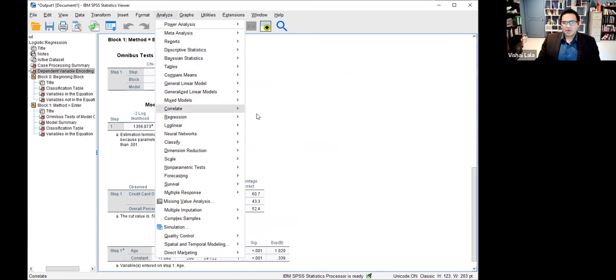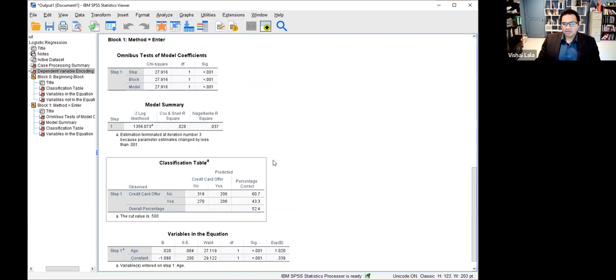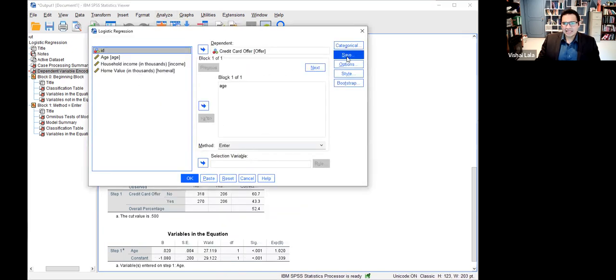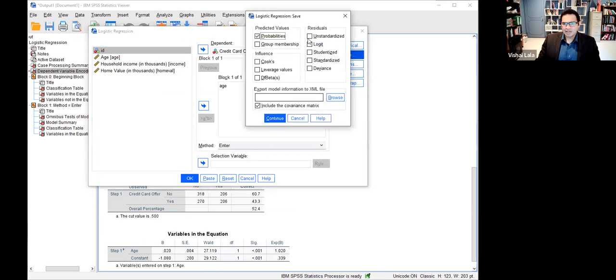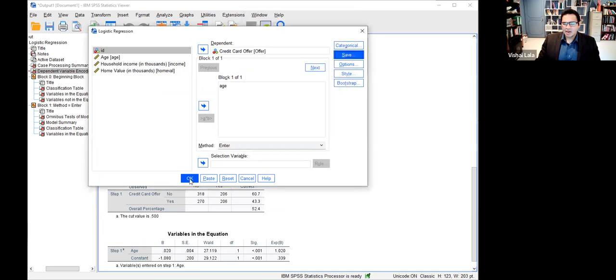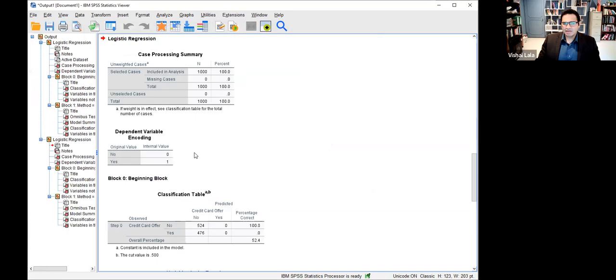So I'm going to go back into regression, binary logistic, and this time I'll say save and check the box for probabilities, unstandardized, and group membership. What this will do is give us the same output as before, but our data view will look a little different.